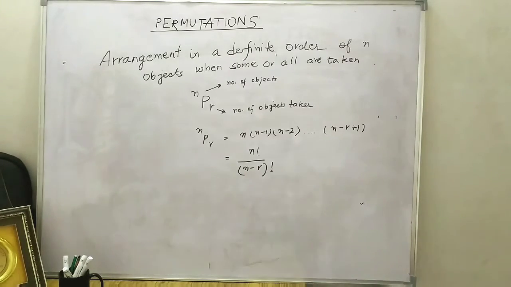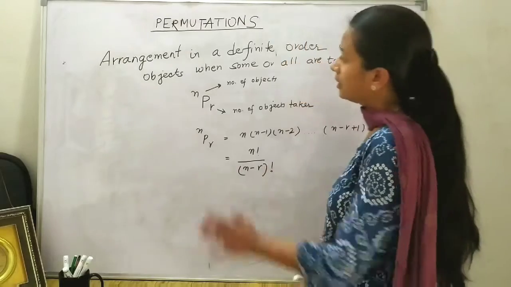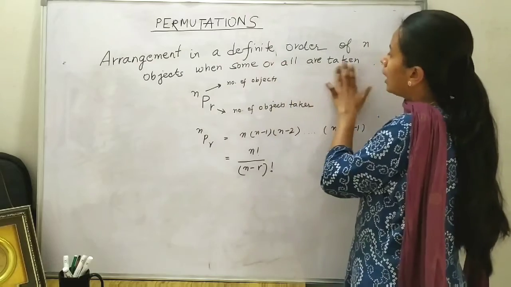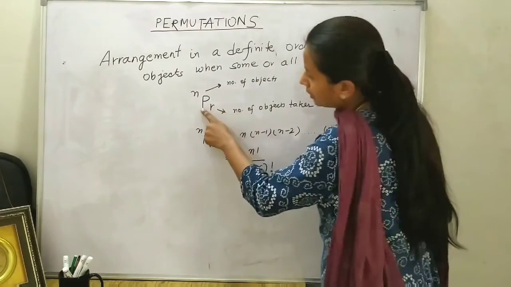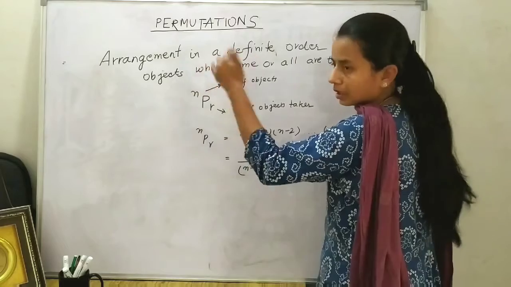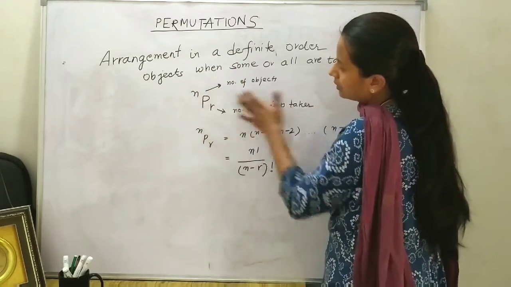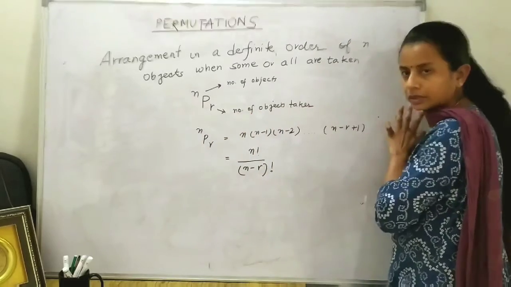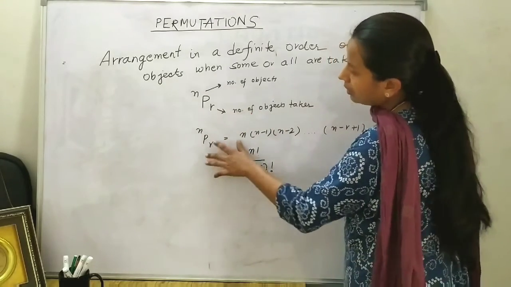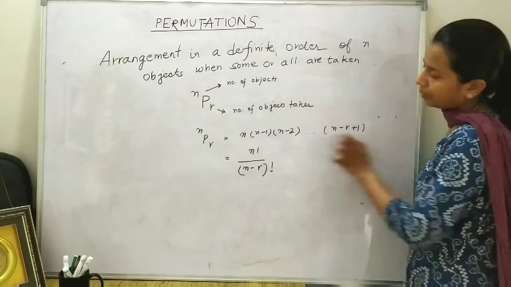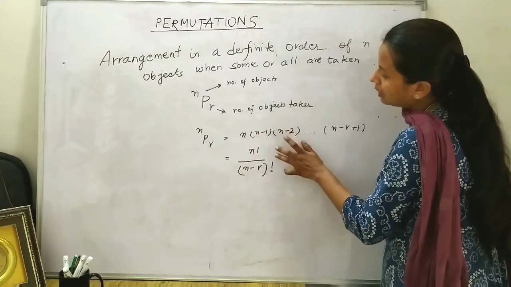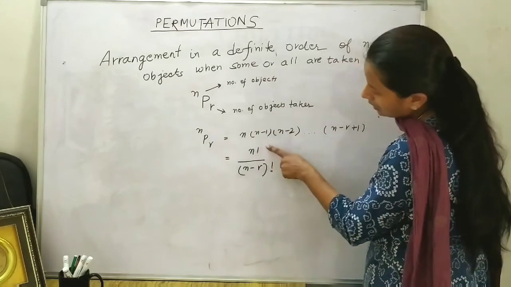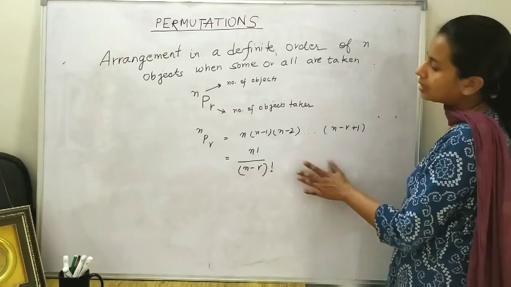Now permutation. Permutation is an arrangement in a definite order of n objects when some or all are taken. Right? It's denoted by P with n and r, nPr, where n is the number of objects and r is the number of objects taken for the experiment. Okay, nPr has the formula n into n minus 1 into n minus 2 up to n minus r plus 1, or it can be written as n factorial upon n minus r factorial.